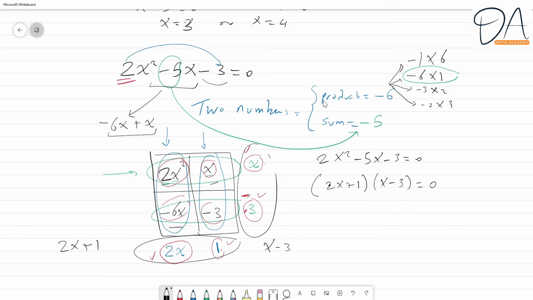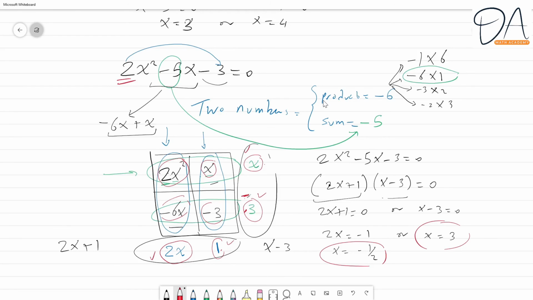You are multiplying two numbers. Remember, x is just a variable, so when you substitute a number, you'll get two numbers. This is 1 times the other one. So one of them has to be 0 if we want to get 0. So either 2x plus 1 equals 0 or x minus 3 equals 0. From this one, you can see that 2x has to be minus 1 if we subtract 1 from both sides. And from this one, you can see that x is equal to 3. And here, if I divide both sides by 2, you'll get minus 1 over 2. So these are the two solutions: x equals minus half and x equals 3.